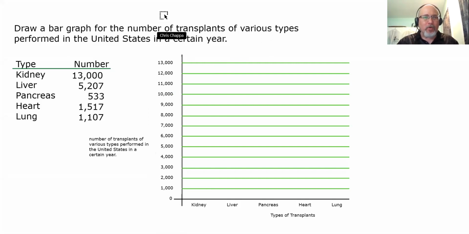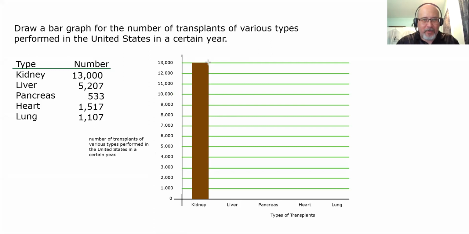The kidney bar we're going to draw above the word kidney, and it has to have the correct frequency, so we have to draw that up to 13,000, which is about there. And I'm not going to bother changing colors. The liver bar needs to be up to about 5,200. So there it is, about 5,000. So about a quarter of the way up would be 5,207. Pancreas is only up 533. So that's about halfway up to 1,000.